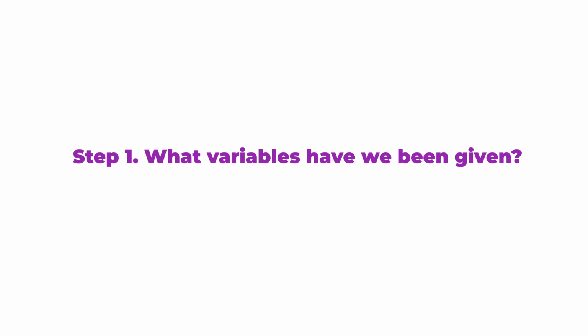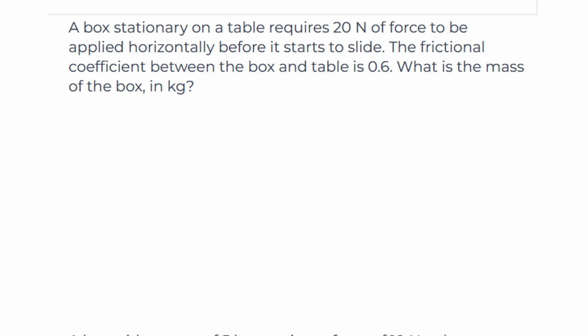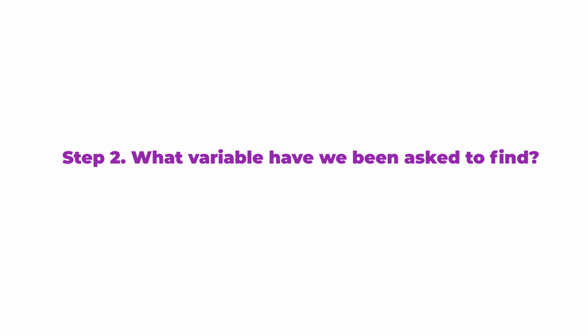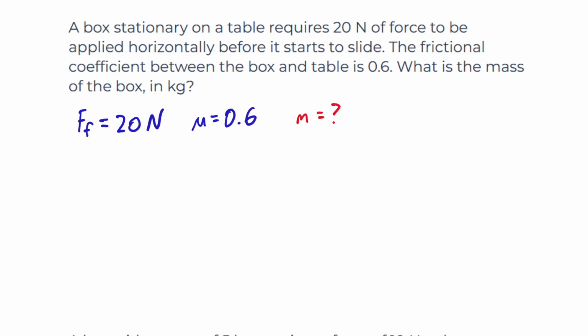Step 1. What variables have we been given? We know the maximum frictional force that can be generated is 20 newtons. So max friction force equals 20 newtons. The frictional coefficient is 0.6. So mu equals 0.6. Step 2. What variable have we been asked to find? We have been asked to find the mass of the box, so m equals question mark in kilograms.